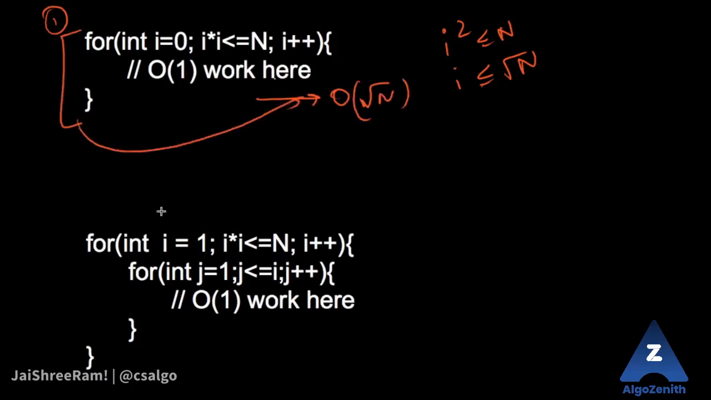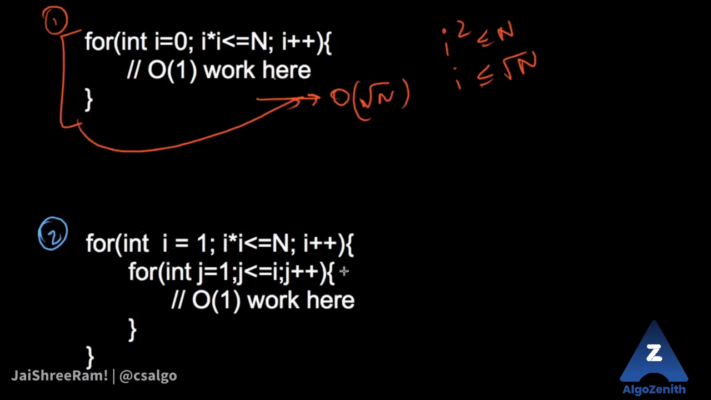Let's move to the next one. So this is the second one. Pause the video and think about this code as well. What would the complexity be? Okay, so I'm assuming that you have thought about the time complexity of this. This is not as straightforward as the first one because the internal loop depends on the external loop.